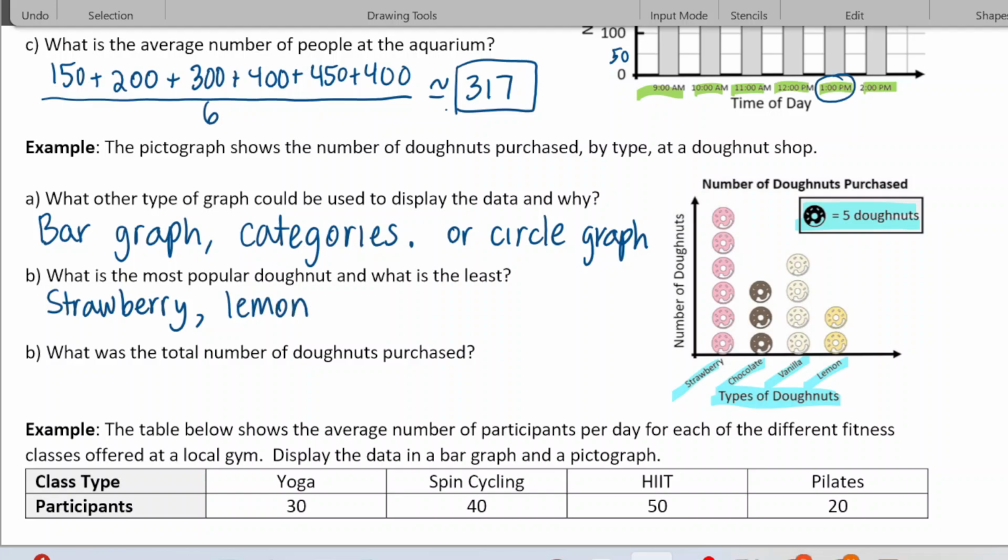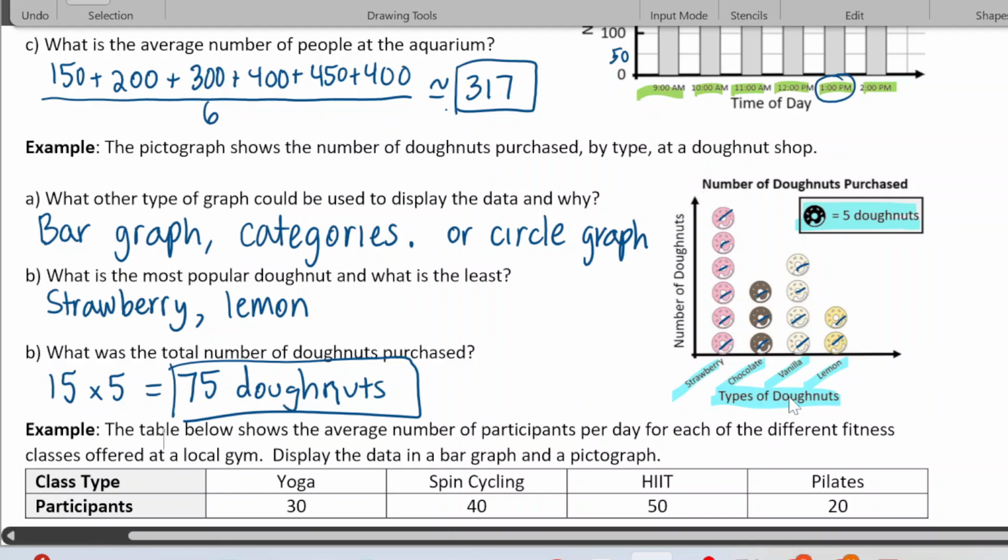What's the total number of donuts purchased? So every picture here represents 5 donuts. So I'm just going to count them. 1, 2, 3, 4, 5, 6, 7, 8, 9, 10, 11, 12, 13, 14, 15. And each one represents 5. So that means 75 donuts were purchased.